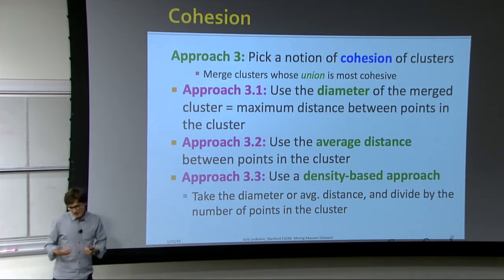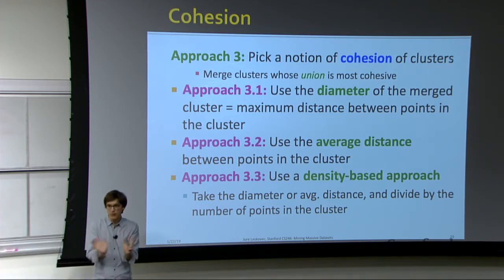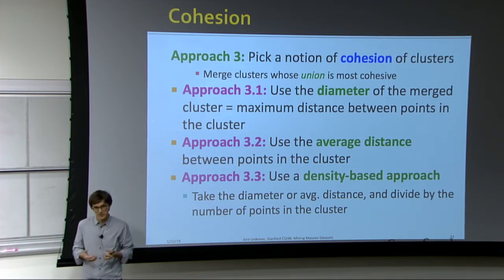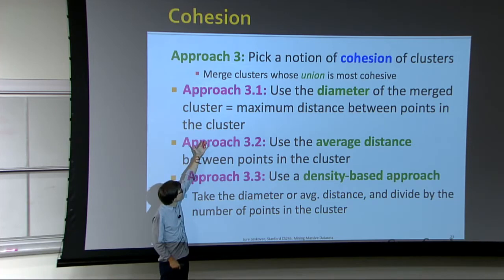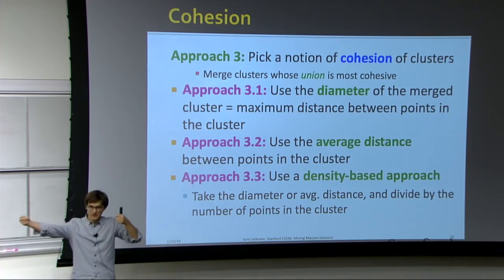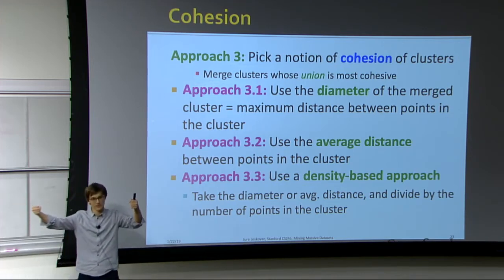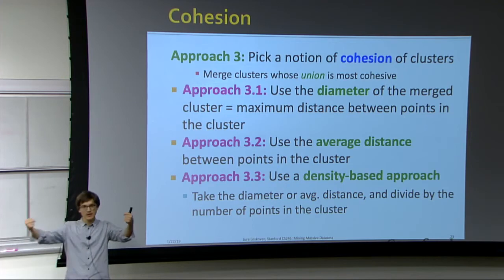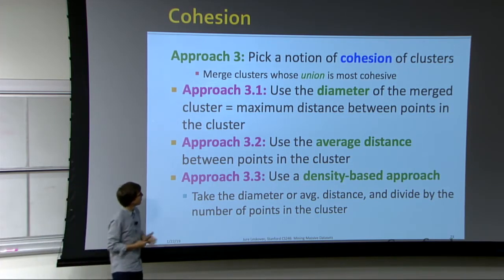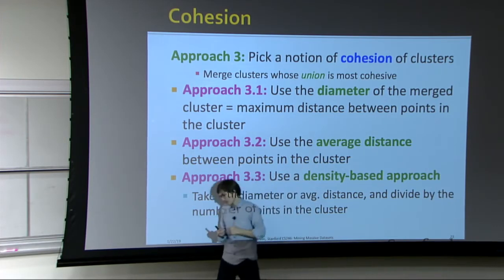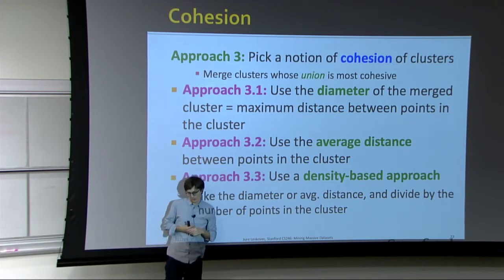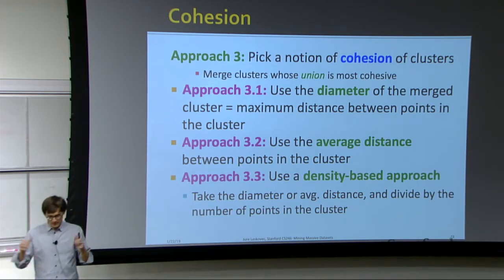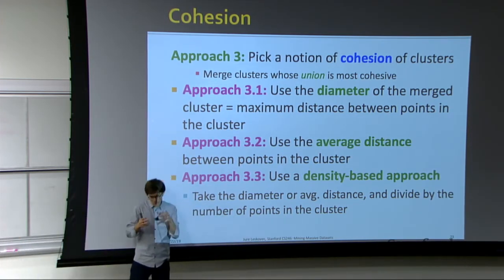The idea is that I'll take a pair of clusters, merge them together, and see if that looks like one clump of points. And if it looks like a cohesive clump of points, I'll say, oh yes, this was a good thing to merge. One option is to characterize the cluster by its diameter, which is basically the distance between the two farthest points in the cluster. And you could say I will merge two clusters if the diameter does not increase too much. Or you could use the average distance between all the pairs of points in the cluster. So you have two clusters, you proclaim that as a new cluster and ask what the average distance between the points is. The smaller that average distance is, the more cohesive my cluster is.